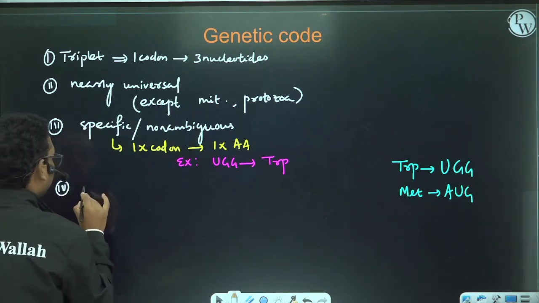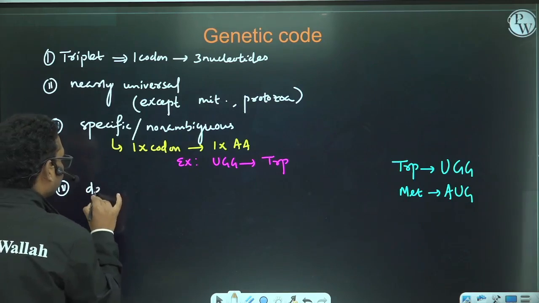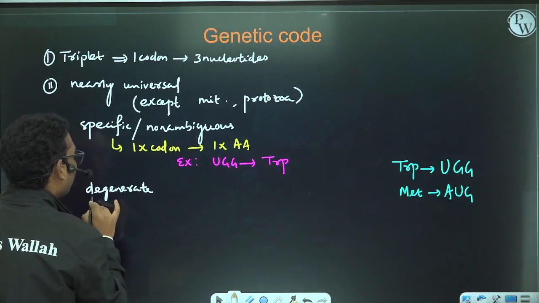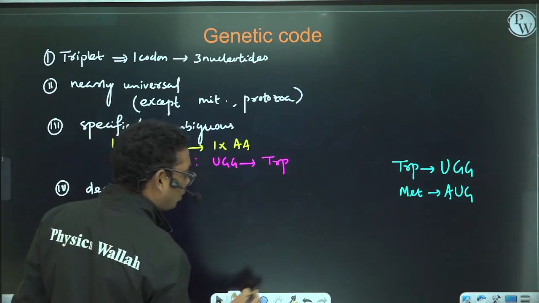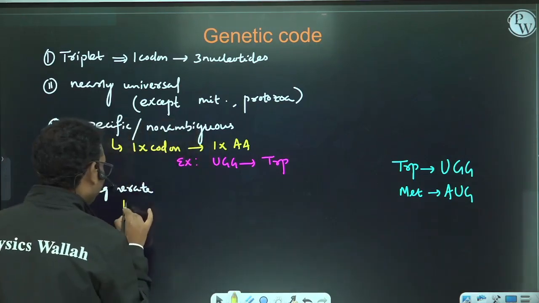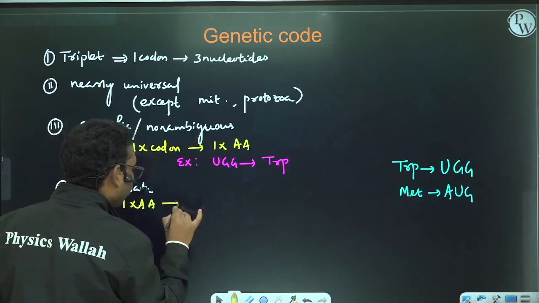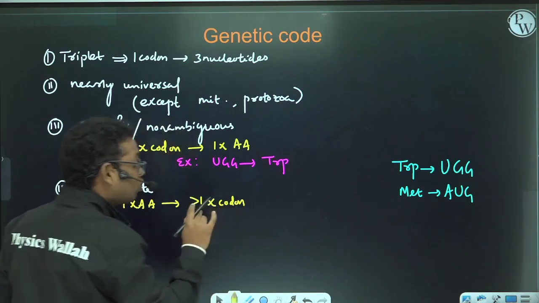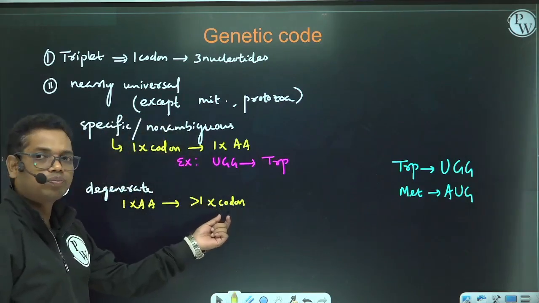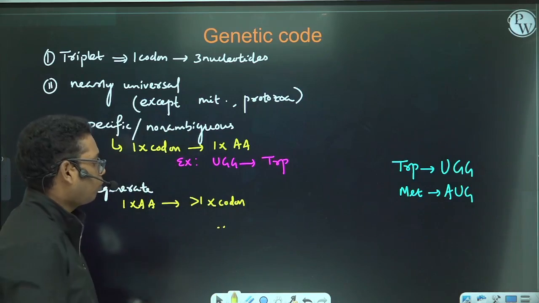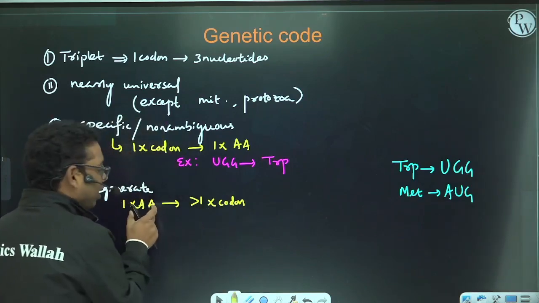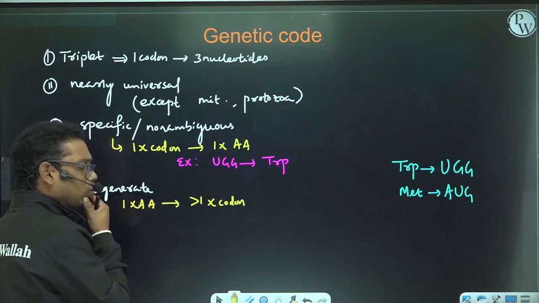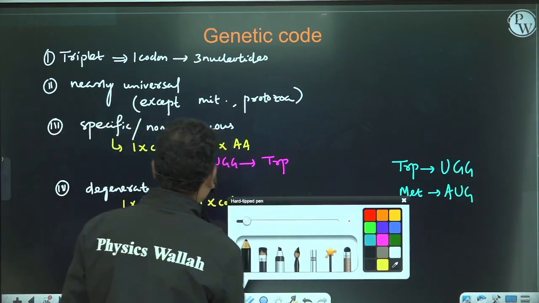Now, this codon is degenerate. So what do you understand by codon is degenerate? If I say codon is degenerate, that means one amino acid will be coded by more than one codon. So if one amino acid is coded by more than one codon, that is known as the degeneracy of the codon. Let me give you one example.